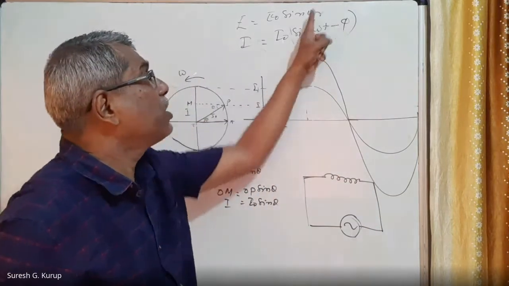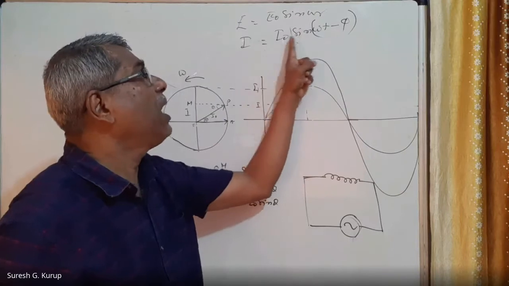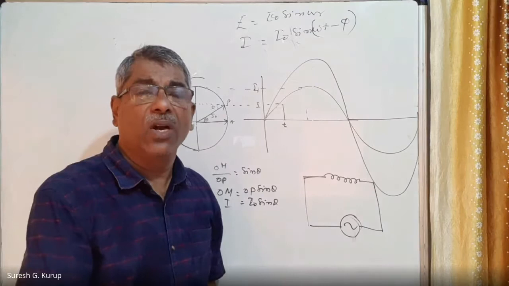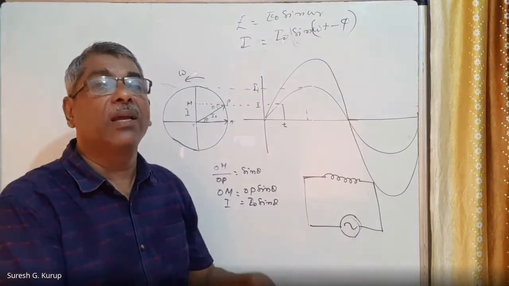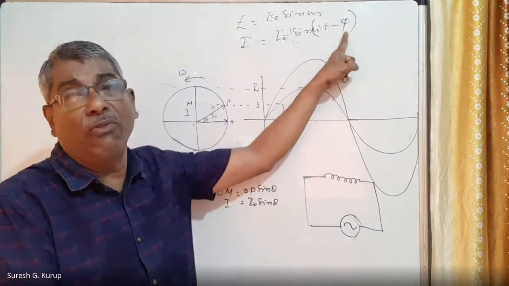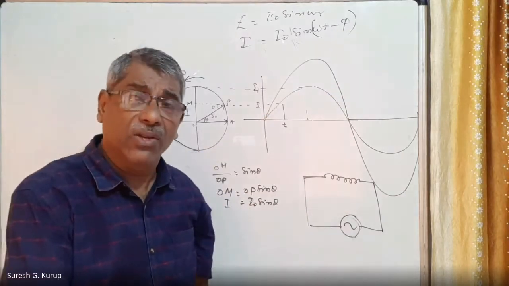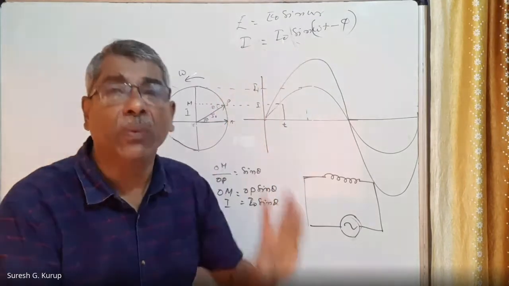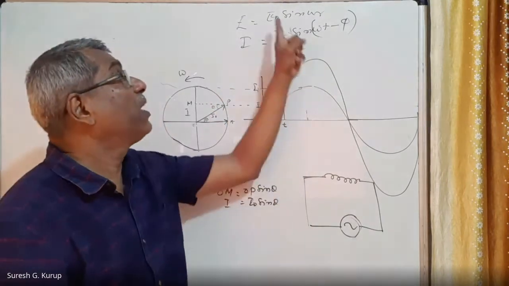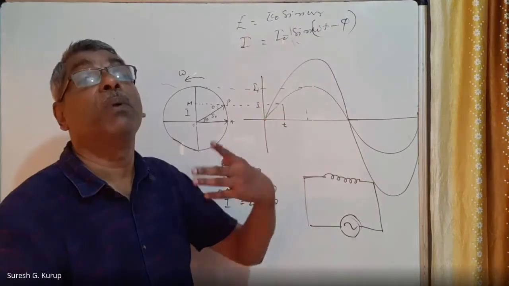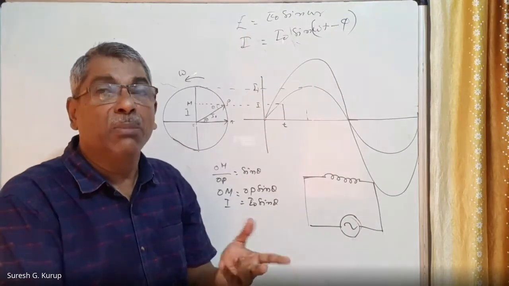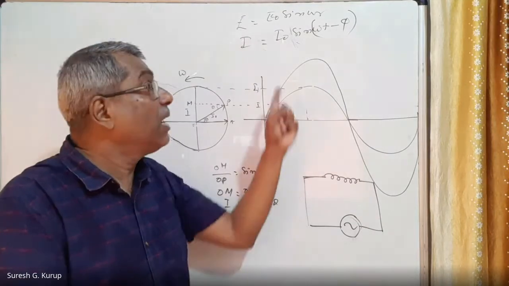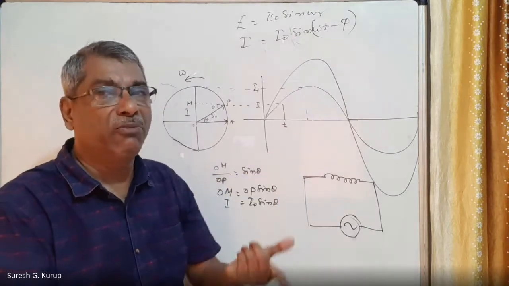So in this case, we can say that E is equal to E0 sin omega t and I is equal to I0 sin(omega t minus phi). So literally, in this case, the current is lagging behind the EMF by an angle phi. The same thing can be applied the other way also. Suppose I want to write I is equal to I0 sin omega t only. Then we will write E is equal to E0 sin(omega t plus phi). That means the EMF is ahead of the current by an angle phi, or we can say that the current is lagging behind the EMF by an angle phi.